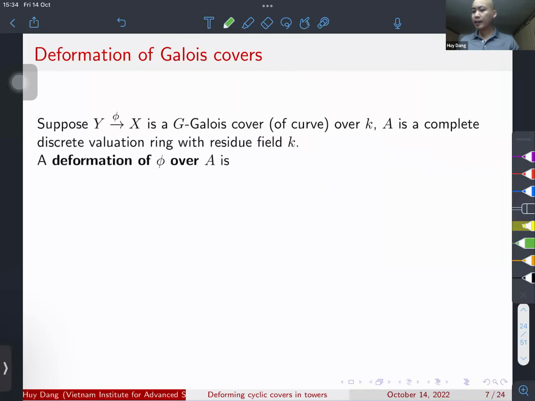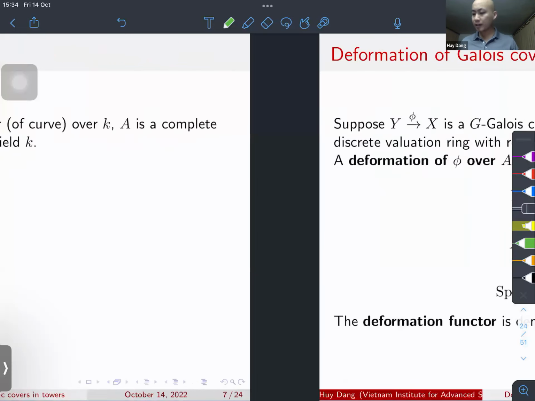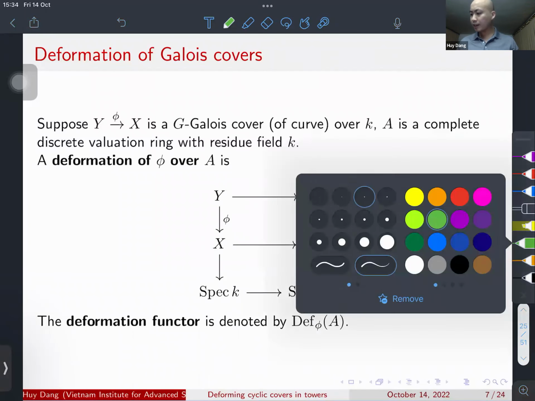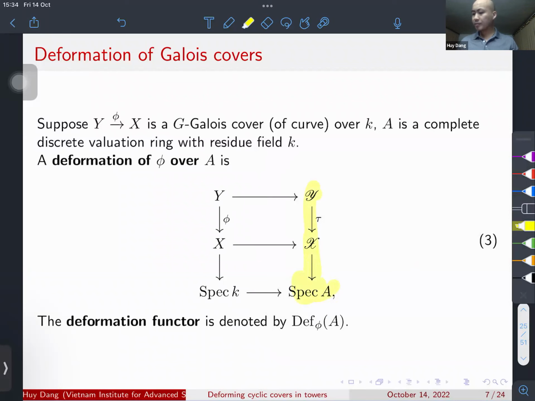The residue field. Then a deformation of phi over A is nothing but something like a diagram with vertical arrows.